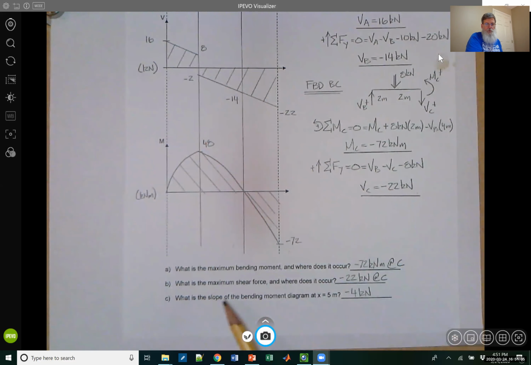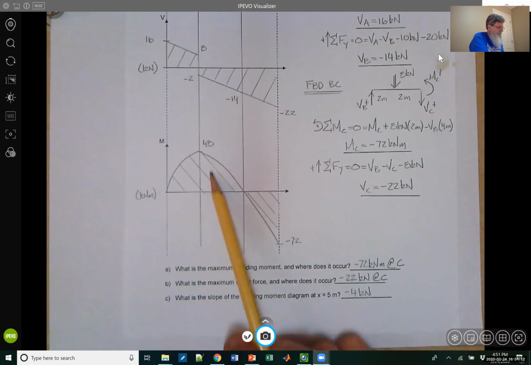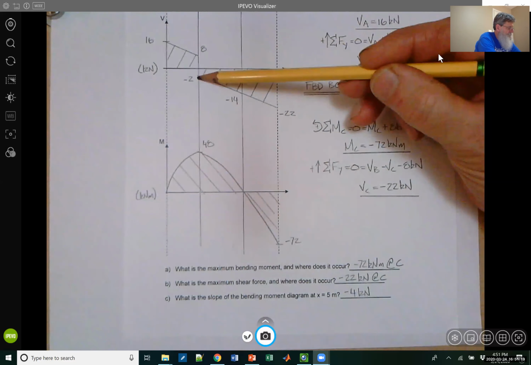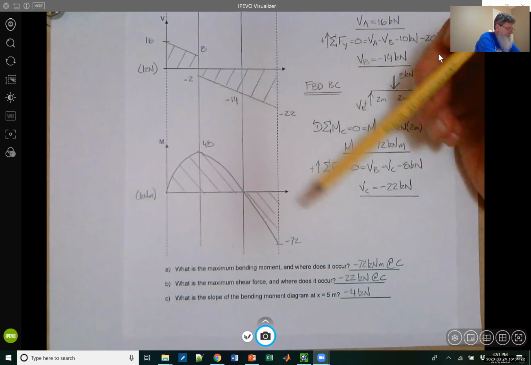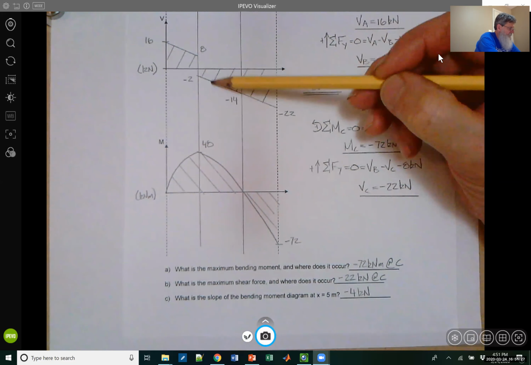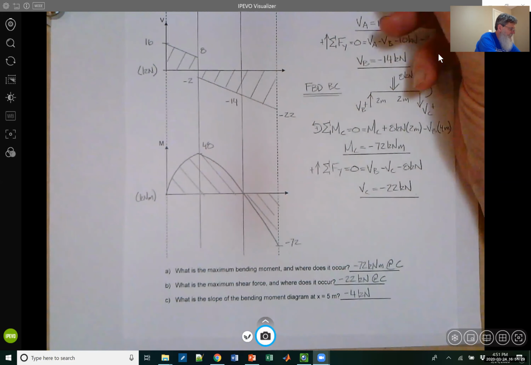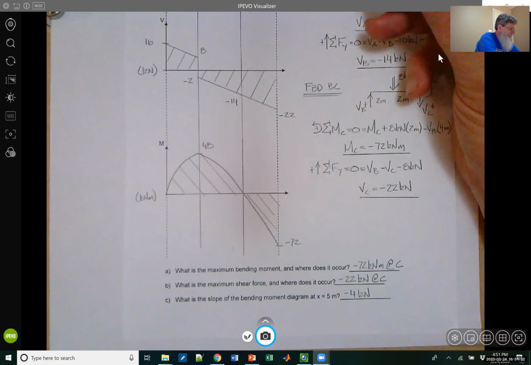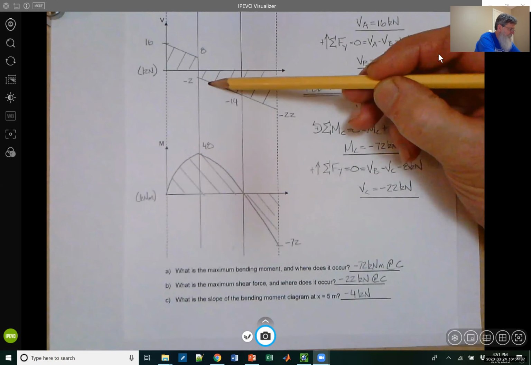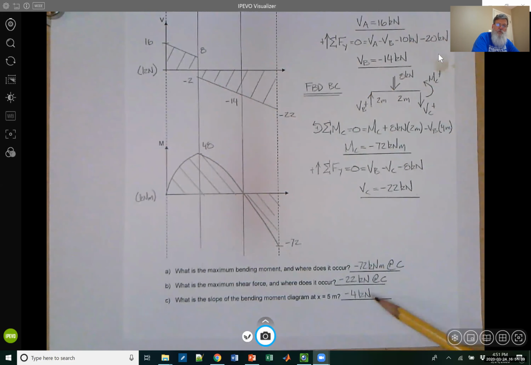And then what is the slope of the bending diagram at 5 meters? So I come over here and I look at 5 meters, which should be right about here. What's the bending moment there? It should be the shear there. Well, what's the shear? Well, it starts at negative 2, and at 5 meters, that'd be 1 meter over. So it's dropping down. Well, remember the change in shear is in the load curve. The load curve is changing every meter by negative 2. So starts at negative 2, 1 meter then would be another negative 2, so negative 4. So the slope there is negative 4.